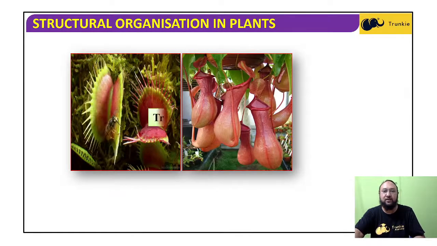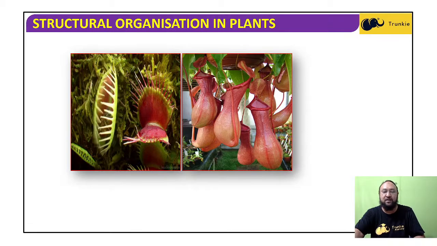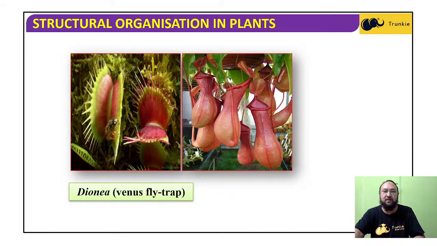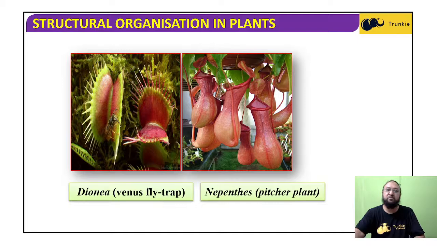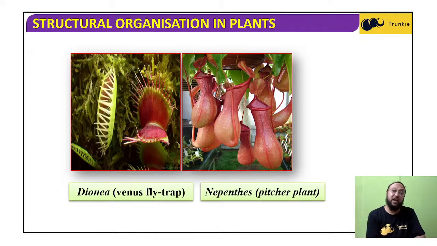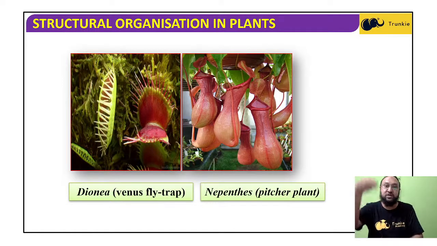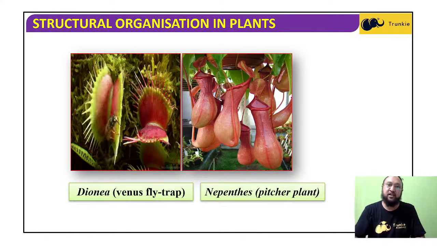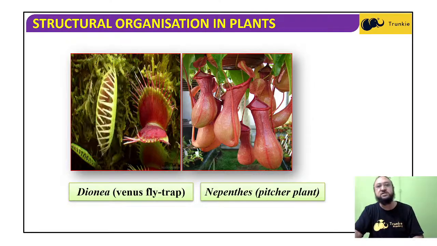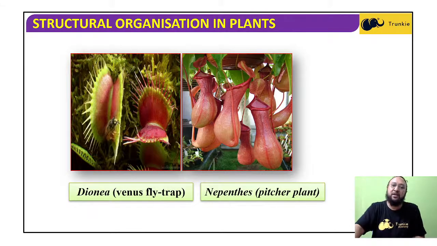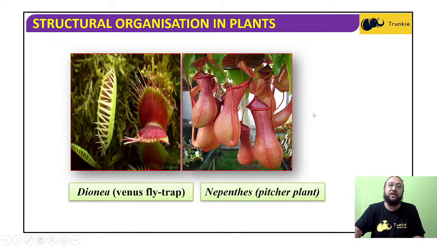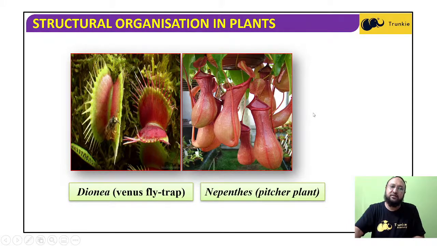Here also you can see trap leaves. Look at the Venus flytrap, and this is the pitcher plant. In the Venus flytrap and pitcher plant, the leaf is modified and it closes when any insects or small animals enter into it. Okay, so the pitcher plant, Nepenthes, and Dionaea, the Venus flytrap, are the best examples of trap leaves, forming a trap.